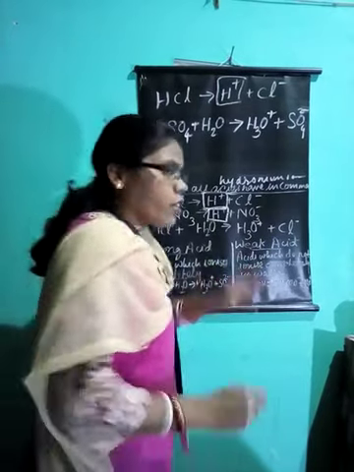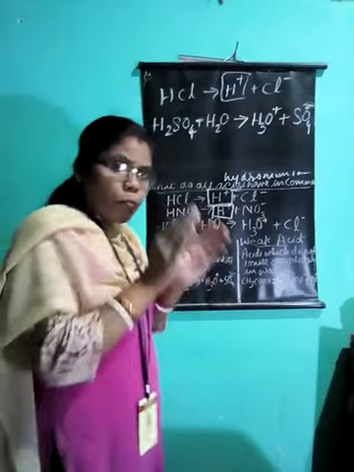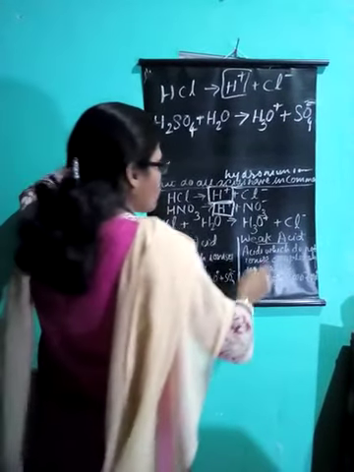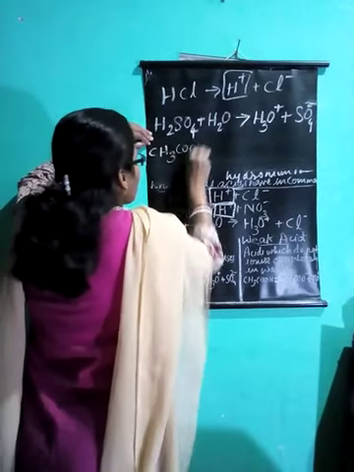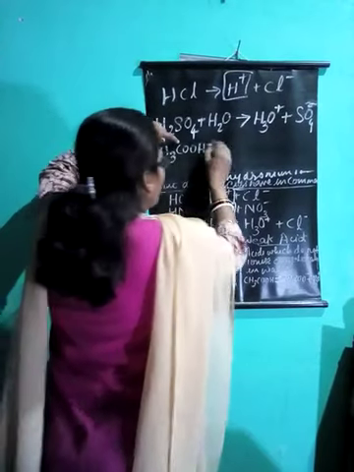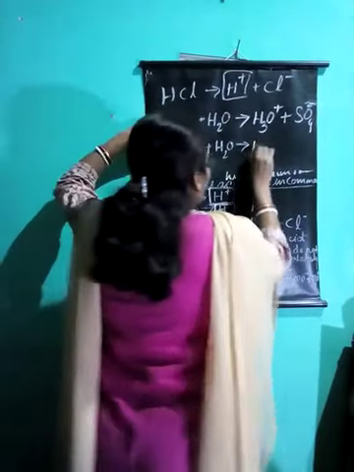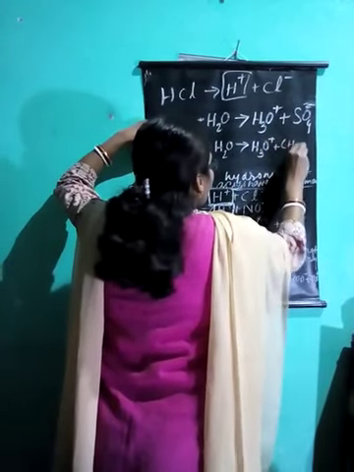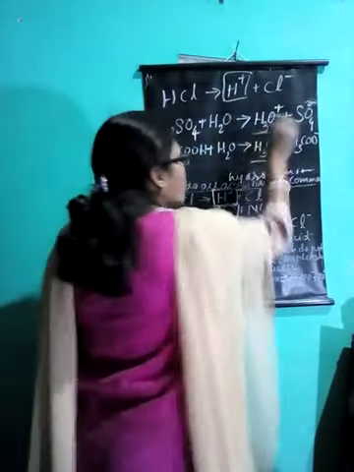Weak acids are acids which do not ionize completely, or partially ionize, in aqueous solution. Example of a weak acid is CH3COOH. What is CH3COOH? That is acetic acid, which is present in vinegar. Now when it is mixed with water, what happens? It ionizes. What is formed? H3O plus and CH3COO minus. In each case you got hydronium ions.